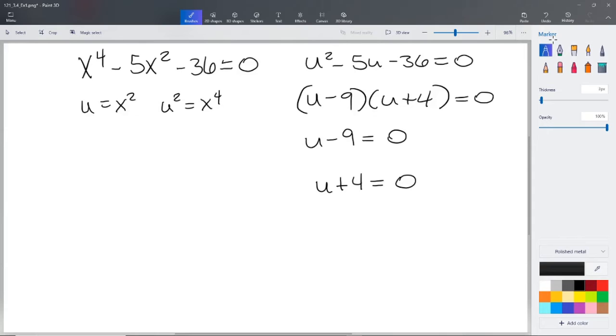All right, we move the 9 over here, so it looks like that u equals 9. And we move the 4 over, and so it looks like u equals negative 4. That's great. If we were solving for u, we'd be done.